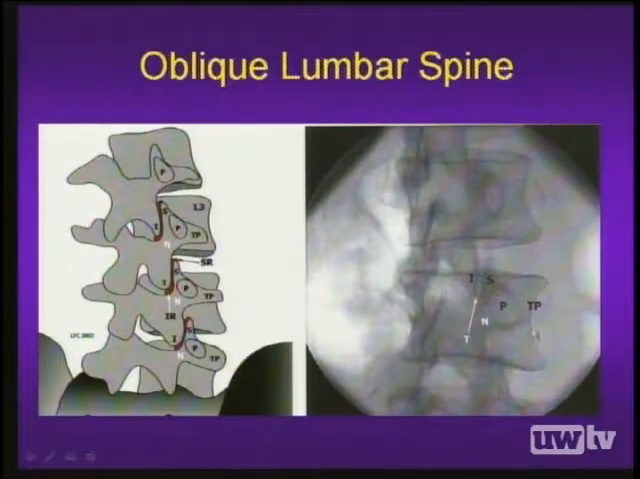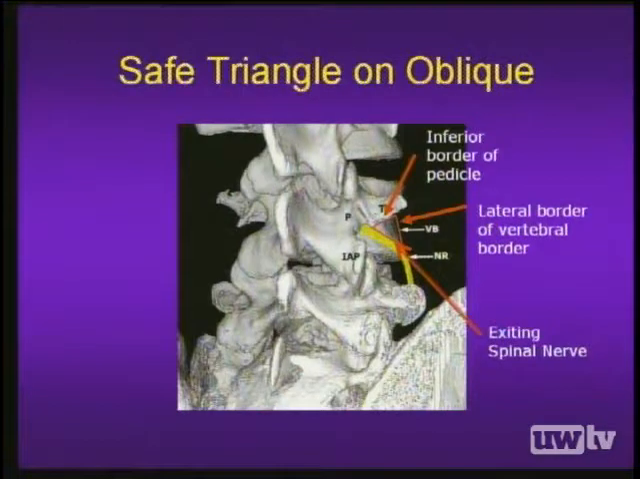The oblique view is important because this is the view that we'll start with for the transforaminal, looking at the pedicle and aiming underneath the pedicle in oblique view first of all. And the importance of this is using the safe triangle, so using the area where we're not hitting the exiting spinal nerve as we're entering the space.